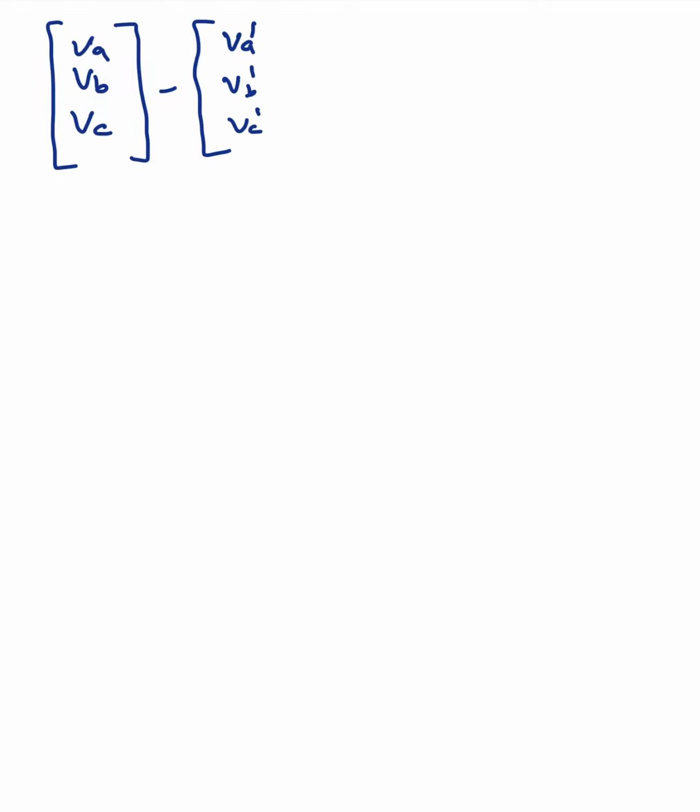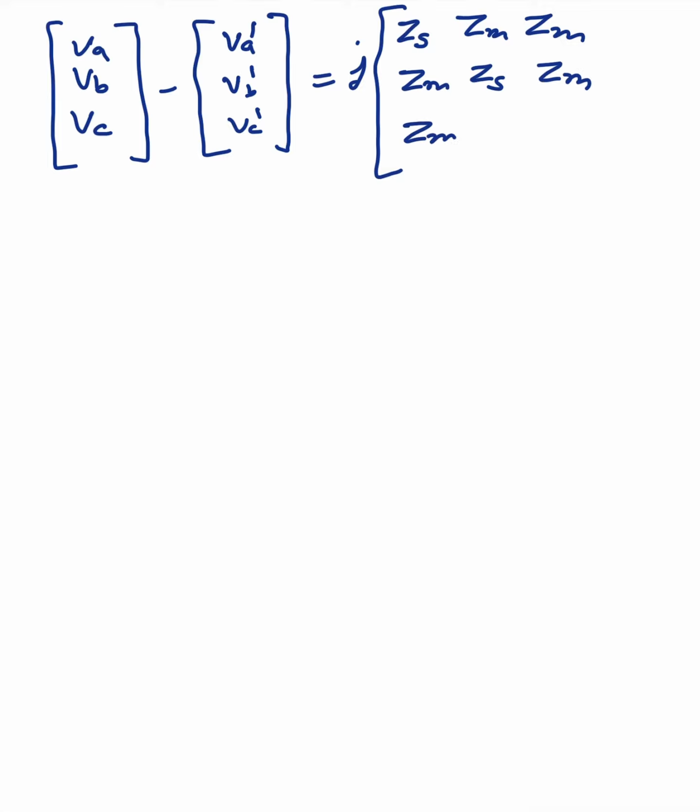So I can write this in matrix form. I have written VA, VB, VC minus VA dash, VB dash, VC dash, equal to the impedance matrix with series and mutual impedances: ZS, ZM, ZM; ZM, ZS, ZM; ZM, ZM, ZS, multiplied by the currents IA, IB, and IC.